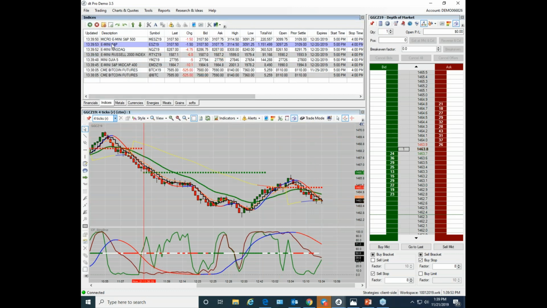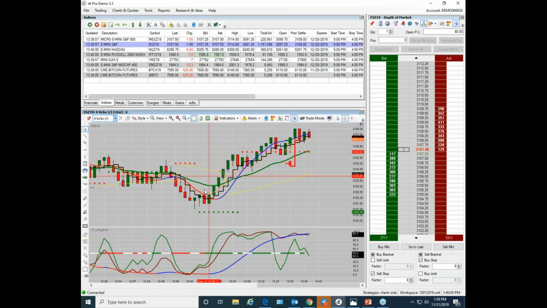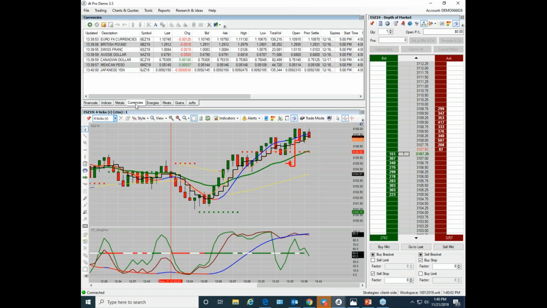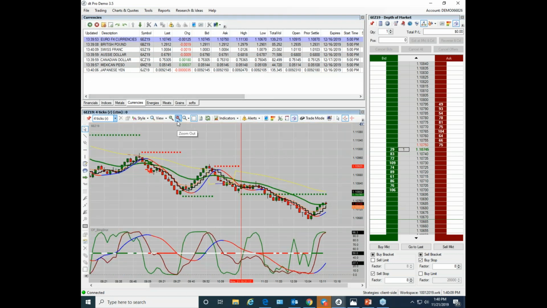Did we miss out on anything in the ES? No. So no biggies there. We'll go back to that one. Let's go to the currencies. Here's something real cool. Zoom out, zoom out, zoom out.